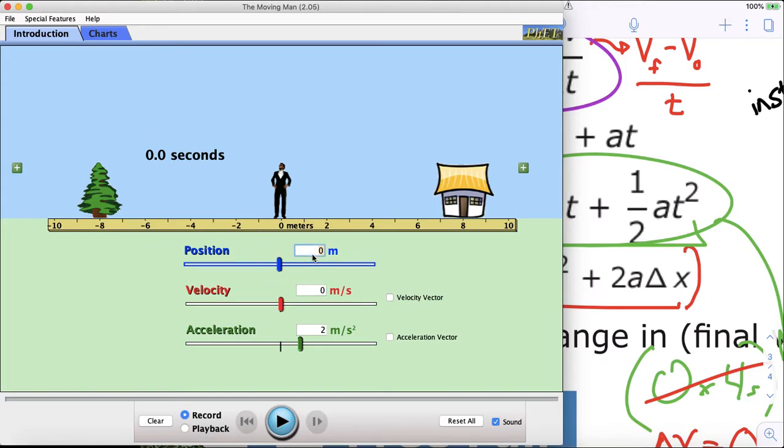The position, though, it's not like he's going to go 2 meters farther every second. If we watch this guy, he's going to go a little bit of distance or displacement the first second, then a little farther the next second, then even farther the next second. This is why we can't just multiply this 2 times the time, because he's not going 2 meters every second if we want to know how far he goes.